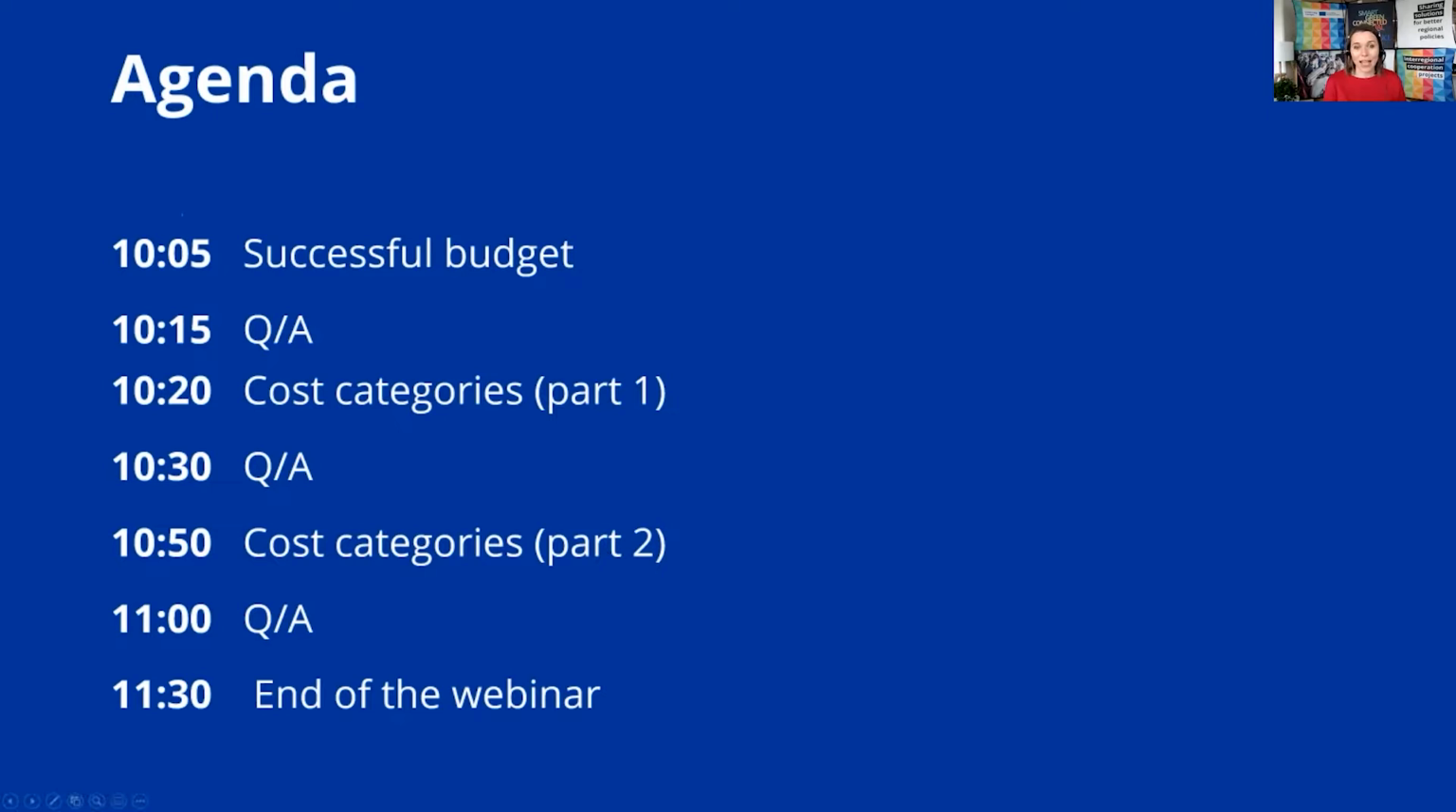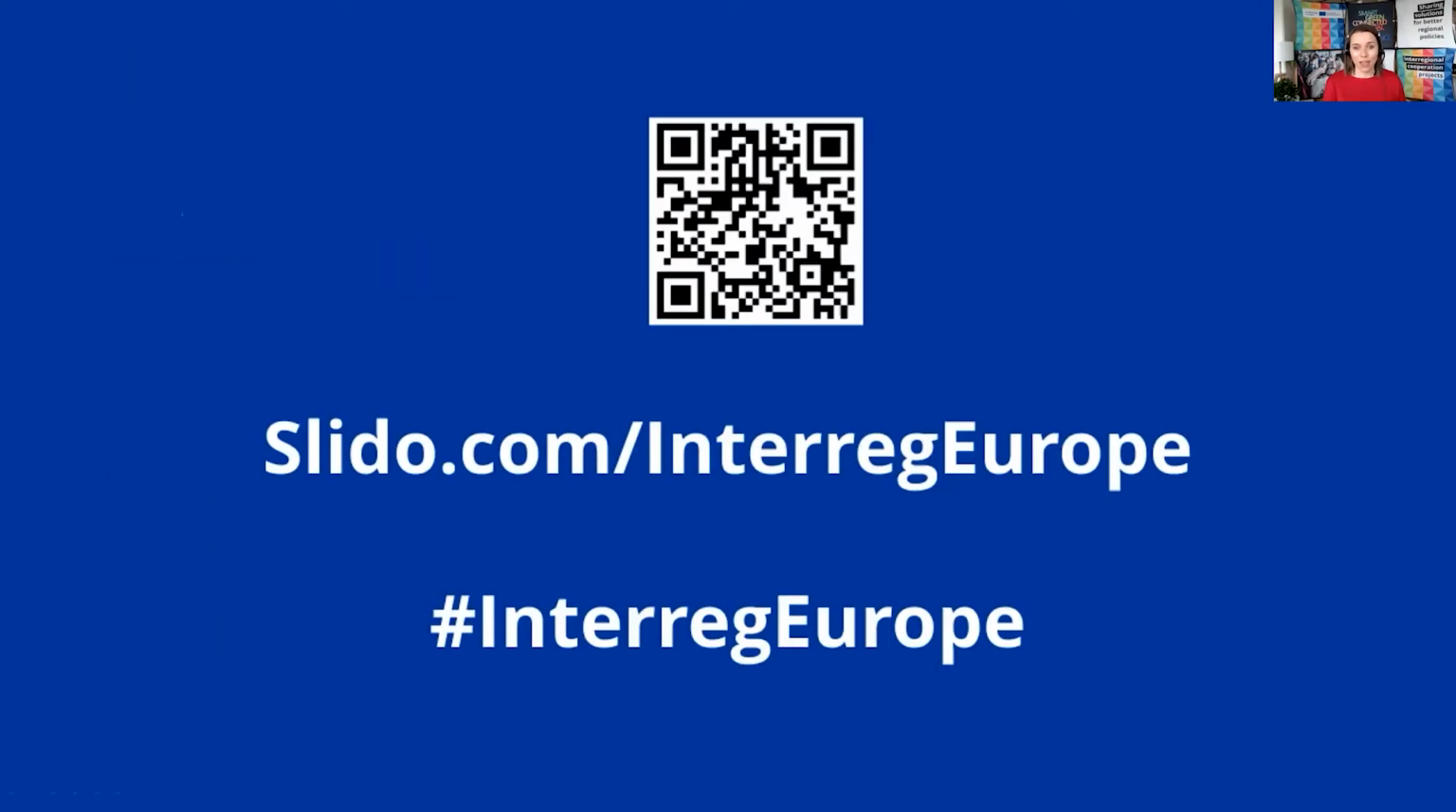You need to know how to ask the questions, and for this we have a tool, Slido. If you go on Slido and type in the browser slido.com/interregeurope or just slido.com and enter the hashtag interregeurope, you will see a page in front of you, and via this page you can submit your questions related to the finances, to the budget, to the management, the topics we are discussing today. So now you know where to ask and how to ask the questions.